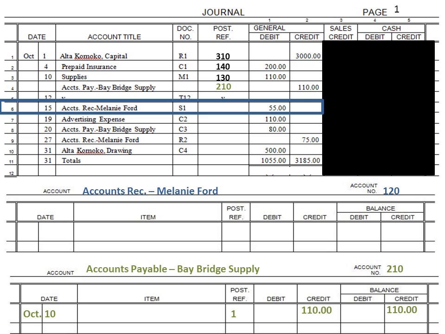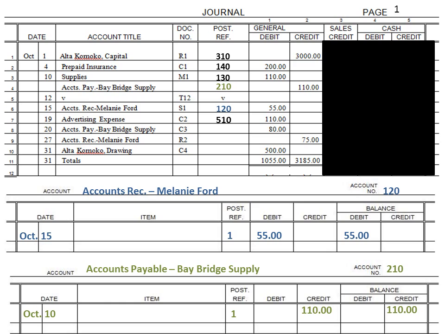Okay, by the magic of TV, we posted the next one, which is accounts receivable Melanie Ford, October 15th, post reference 1. It has a debit balance of 55, and our debit entry of 55 and a debit balance of 55 as well. We go back up, we put 120 there. I then am doing my process. I post advertising expense individually, and now our next transaction is accounts payable Baybridge, and this transaction is telling us that we paid Baybridge what we owed them.